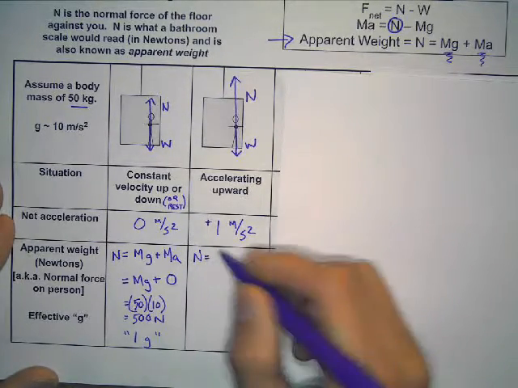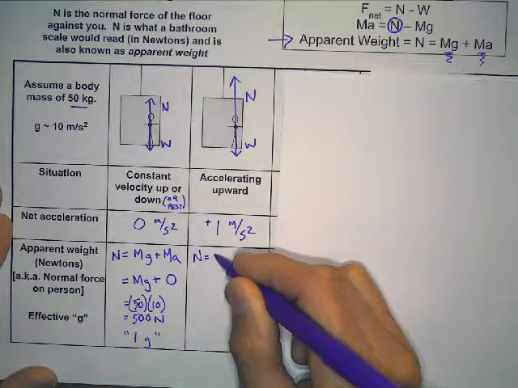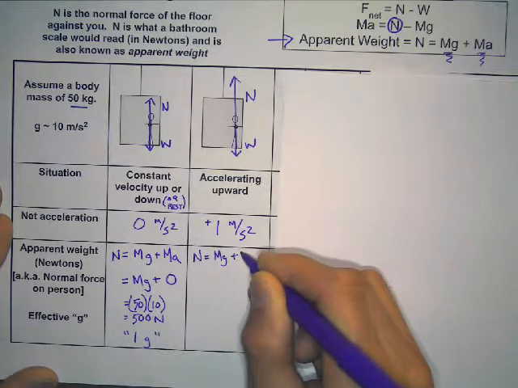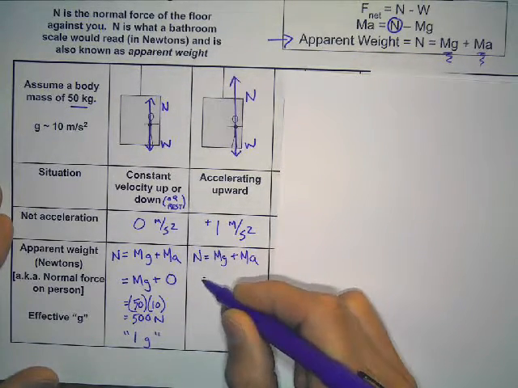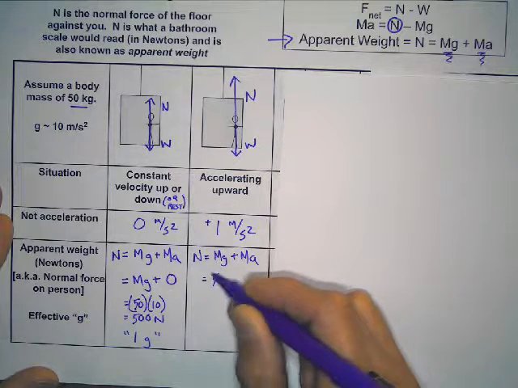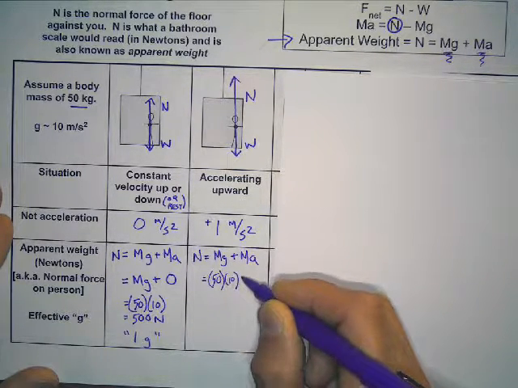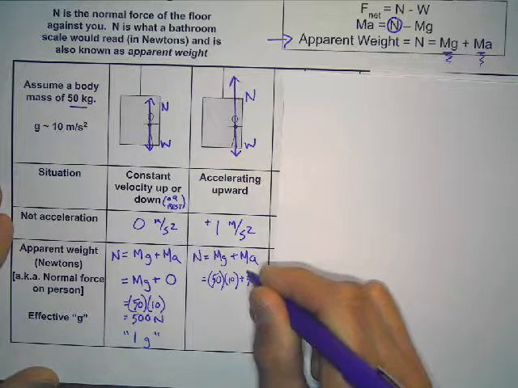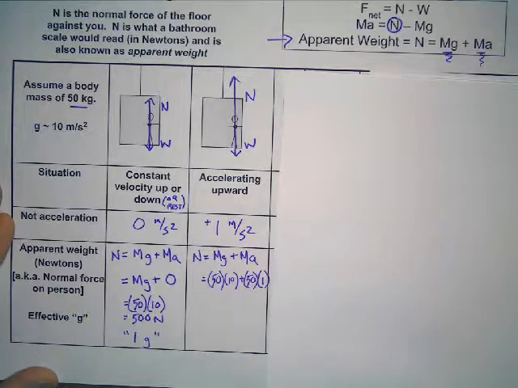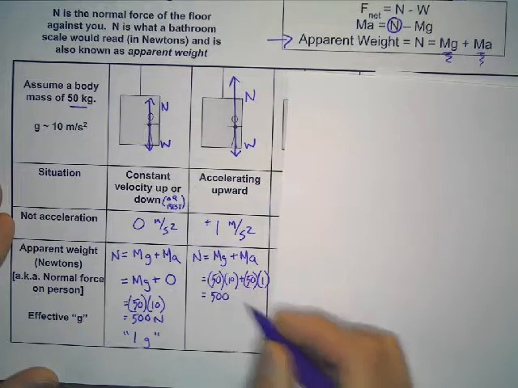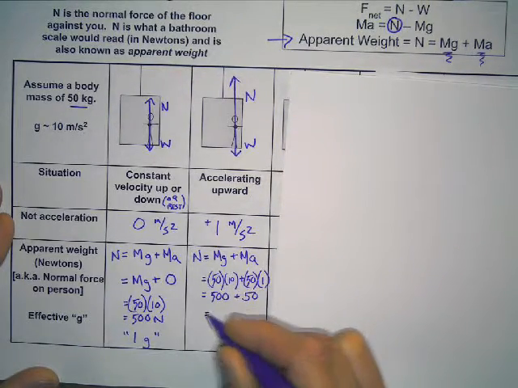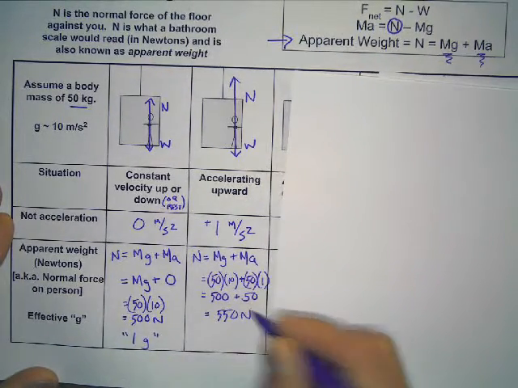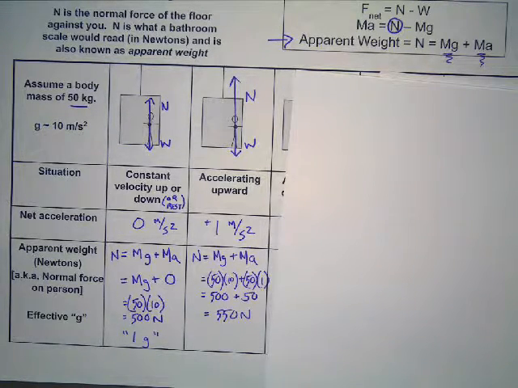Normal force is going to be equal to mg plus ma. And here we have 50 times 10. But now we have to add this other term, 50 times 1. So we end up with what? 500 plus 50. And that means that your apparent weight in this situation would be 550 newtons.